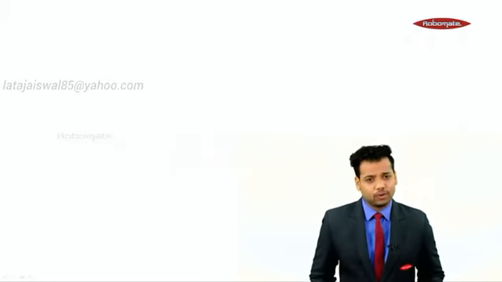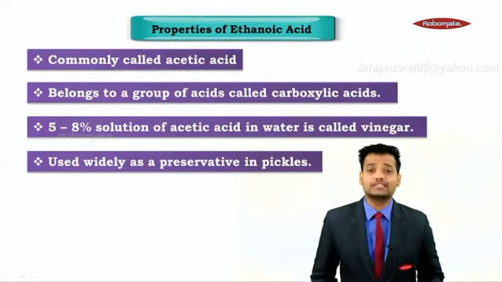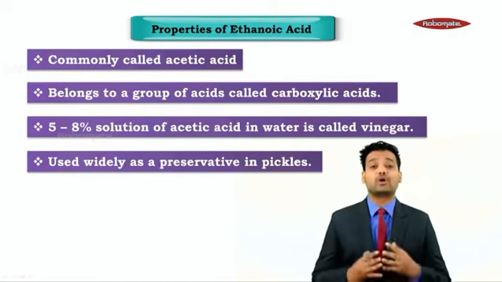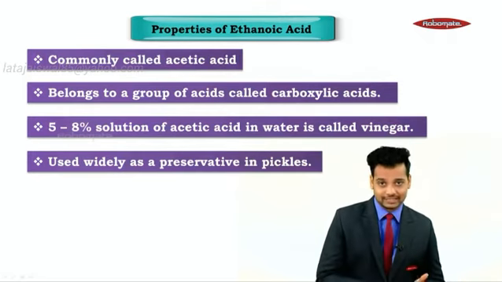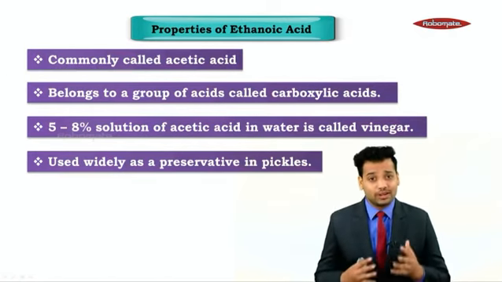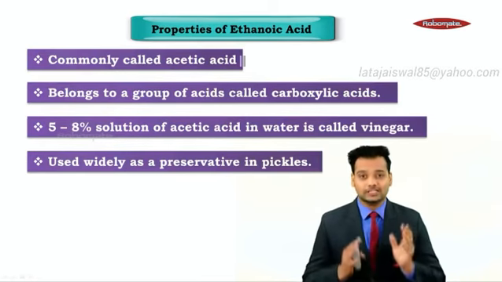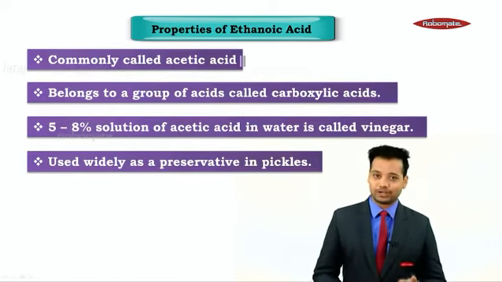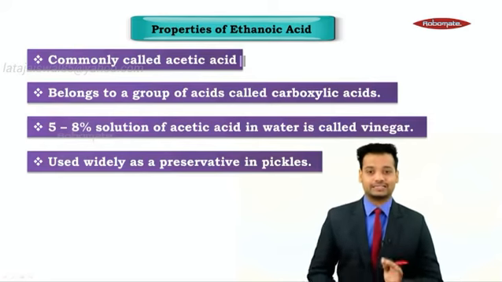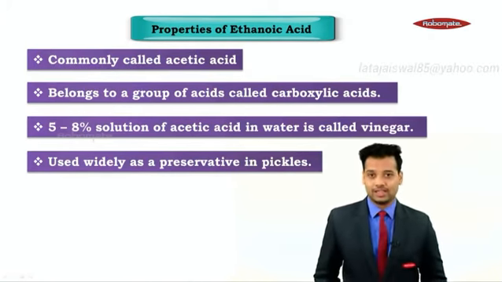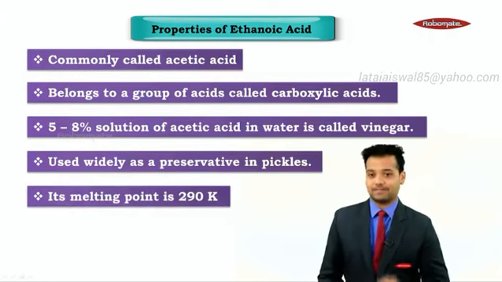So ethanoic acid, what is ethanoic acid? Ethanoic acid is commonly called acetic acid, and it belongs to a group of acids called carboxylic acids. Now what is vinegar? You might have heard about vinegar. Vinegar is nothing but a 5 to 8% solution of acetic acid in water. So basically it is dilute acetic acid. And where is this used? It is widely used as a preservative in pickles.